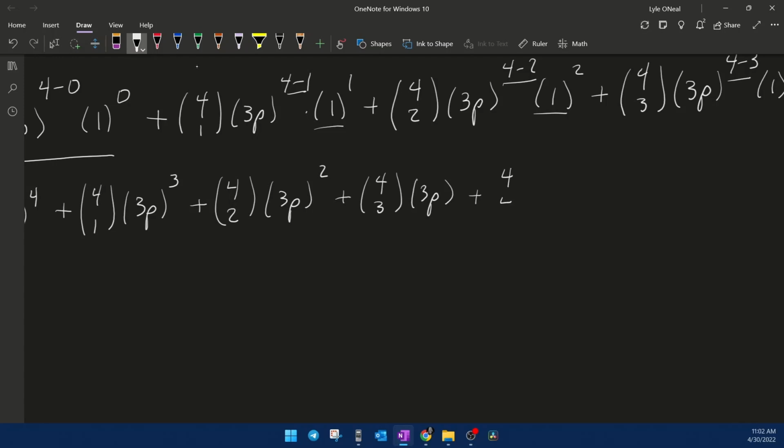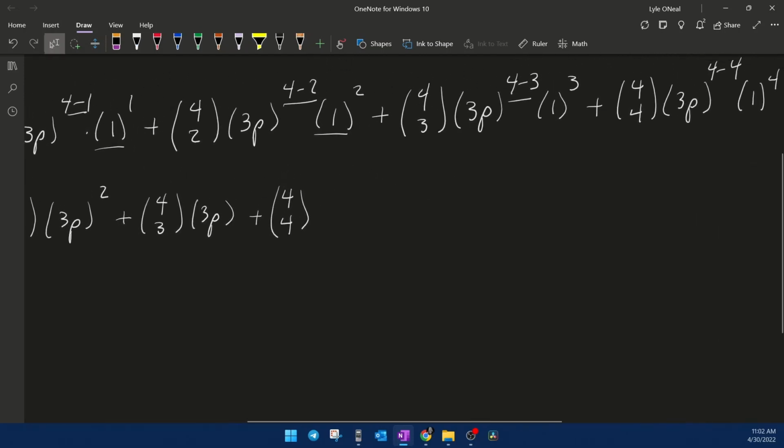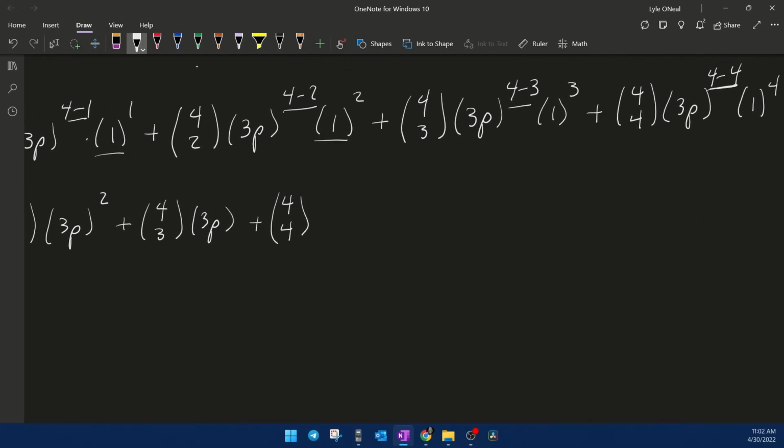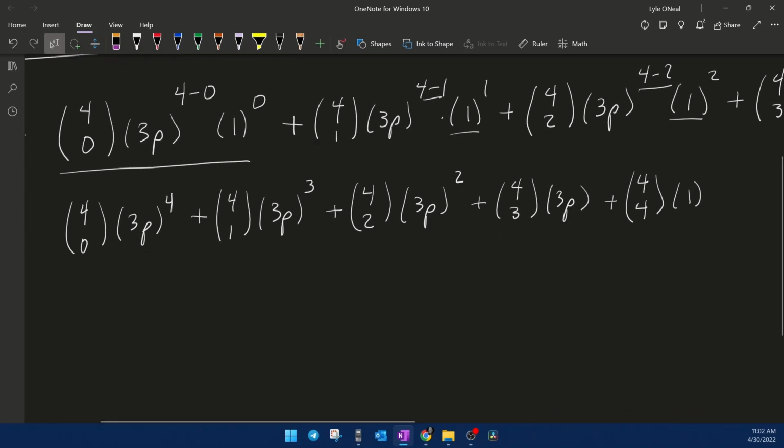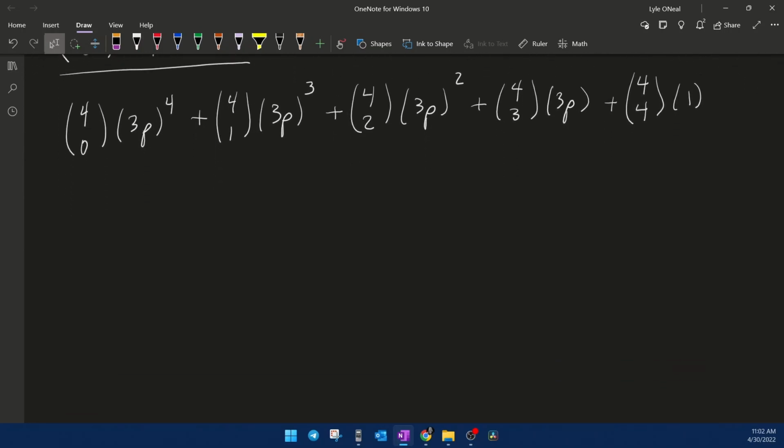Last term, 4 choose 4, and if you look carefully, that was 3p to the 4 minus 4, which is 0. And remember, what is anything to the 0? Well, it's 1. So times 1, and then 1 to the 4 is also times 1, which I'm not going to write this time. So now if you look at where we're at, we've got all of the terms of the sequence. Now I need to focus on calculating all of the combinations.